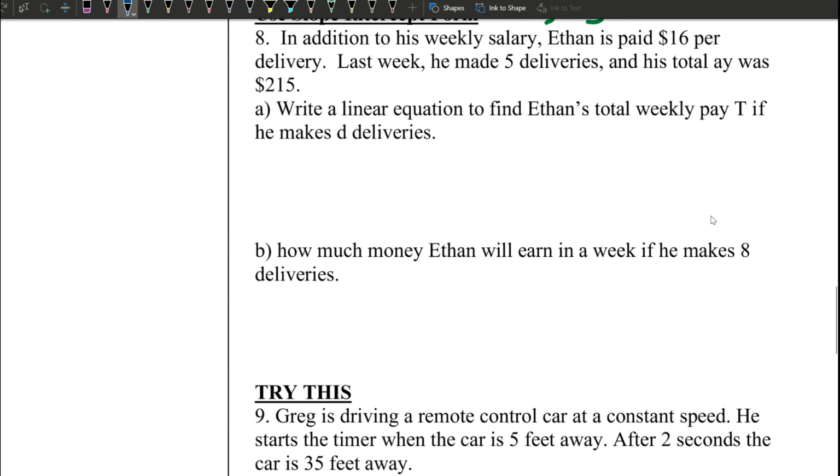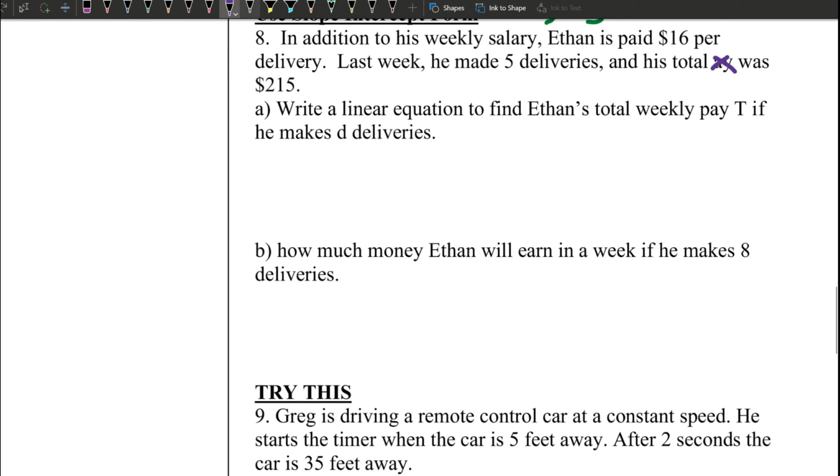Number 8, in addition to his weekly salary, Ethan is paid $16 per delivery. Last week he made 5 deliveries and his total was 215. Write a linear equation to find Ethan's total weekly pay T if he makes D deliveries.